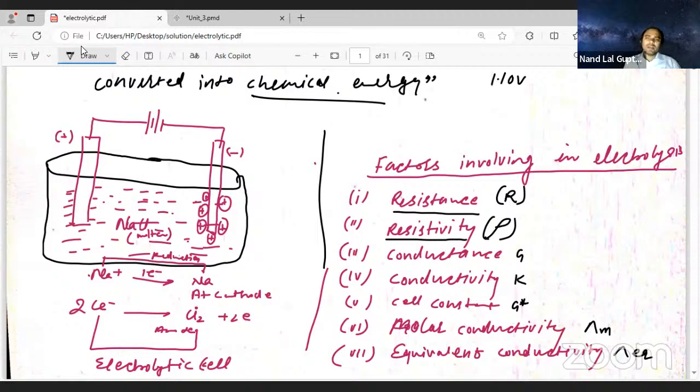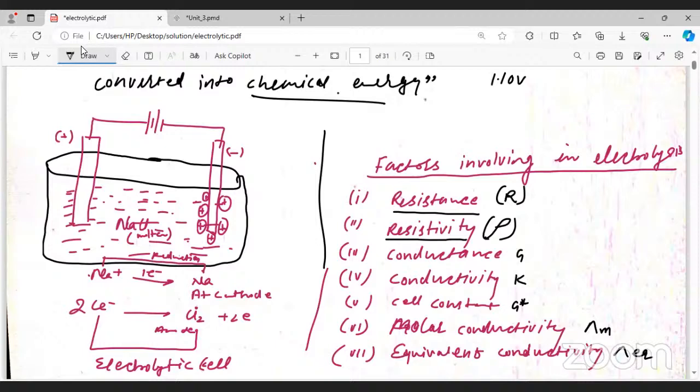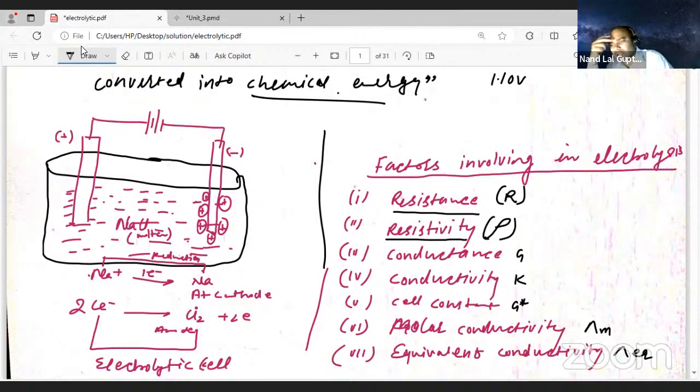One by one we have to understand. When you are flowing electricity in any medium, through a wire, through water, through the electrolyte, there must be some resistance. Yes or no?